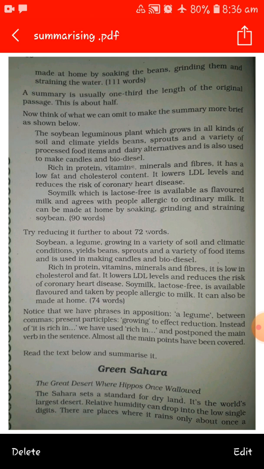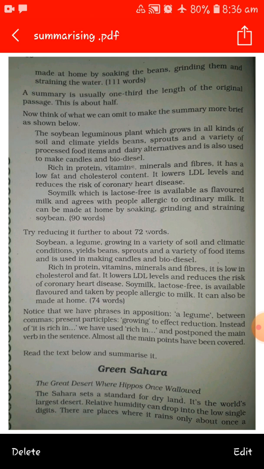Soybean, a legume growing in a variety of soil and climatic conditions, yields beans, sprouts, and a variety of food items, and is used in making candles and biodiesel. Rich in protein, vitamins, minerals, and fiber. It is low in cholesterol and fat. It lowers LDL levels and reduces the risk of coronary heart disease. Soya milk is lactose free, is available flavored and taken by people allergic to milk. It can also be made at home. So here it is reduced to 74 words.